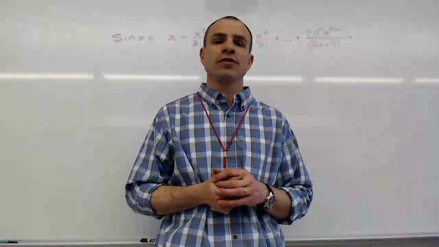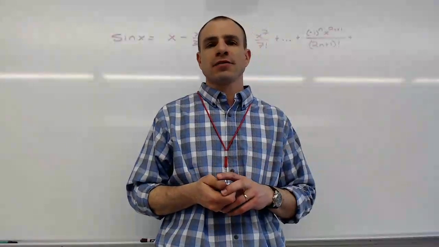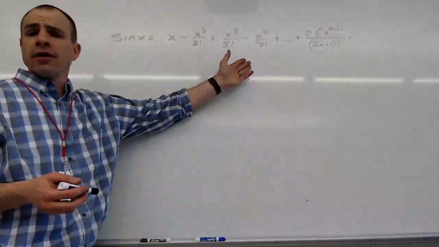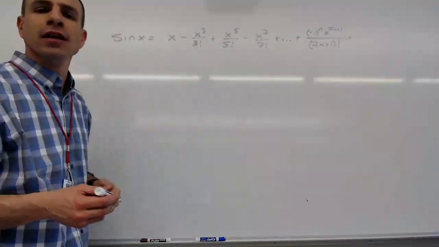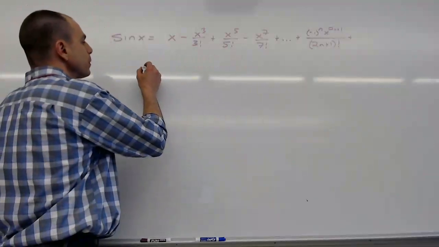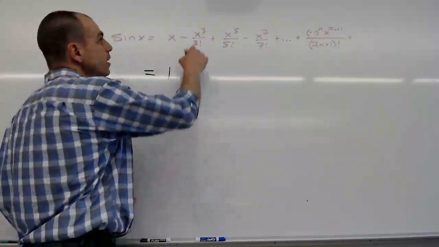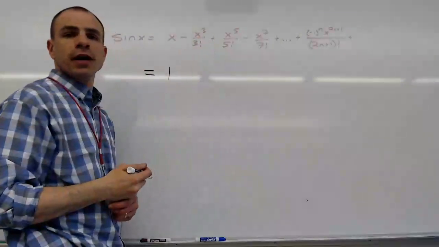Something else that's cool about series. Let's take sine of x, all right? What happens if we were to derive this right side of the equation here, our polynomial? What's the derivative of x? Yeah, it's 1. How about the derivative of x cubed over 3 factorial?